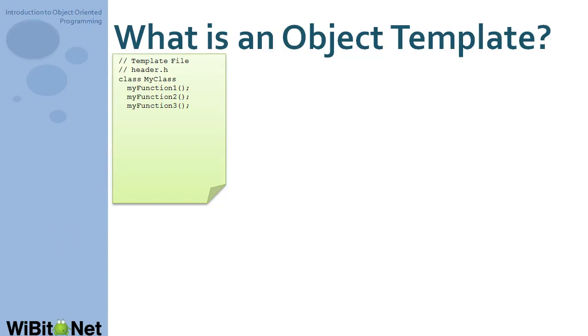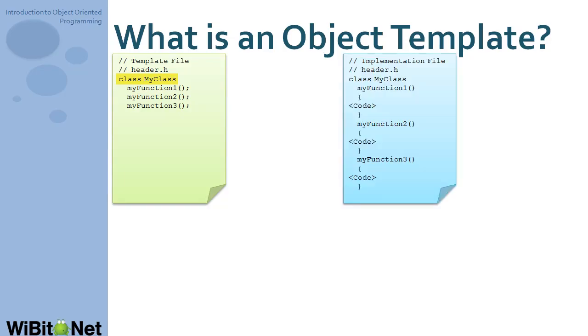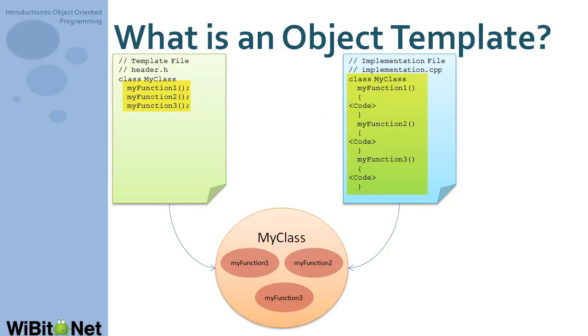So we have a header file here, and that has my class, which contains my function 1, 2, and 3, which are known as methods. Now we have an implementation file on the right. That is the code in the code blocks to actually hash out what all the functions do. And these are tied together, so the two of these together make a class. They make an object.